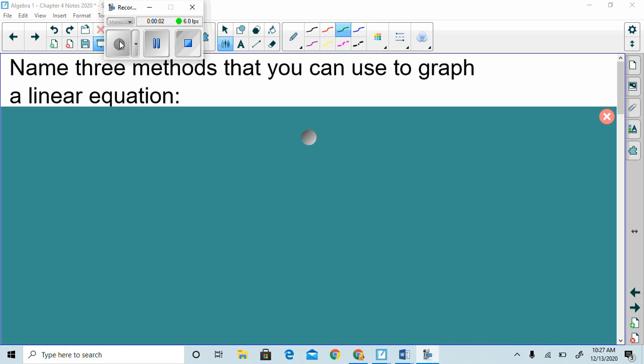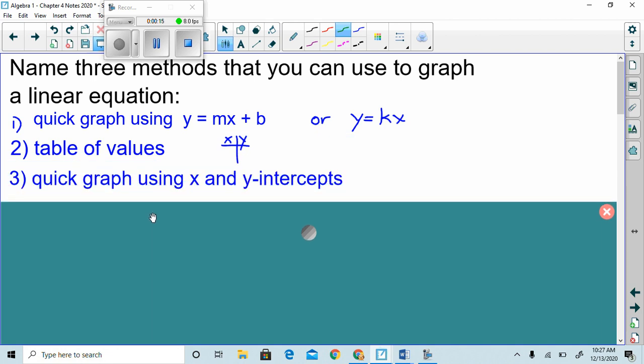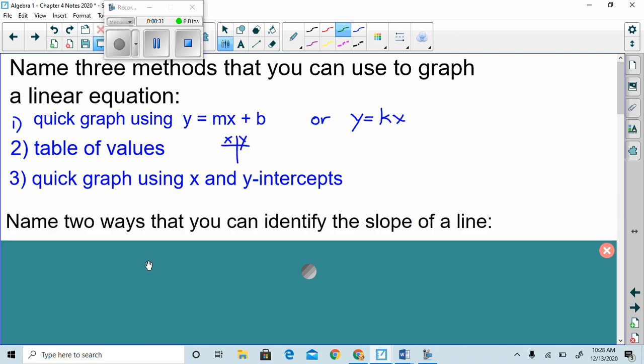To help you prepare for our Chapter 4 test, I thought I'd put together this review video. This chapter involved graphing linear equations, and we found out there were three methods. We started off with the table of values. Given an equation in function form, we set up a table, created our coordinates, and graphed them on the coordinate plane. But we also found out that there were two quick graph methods, one involving the x and y intercepts and the other slope-intercept form.